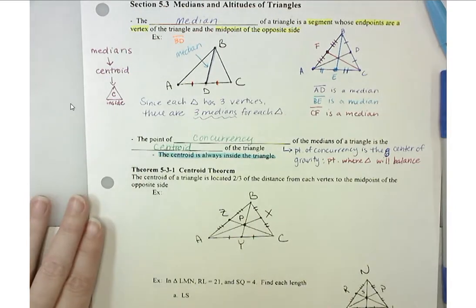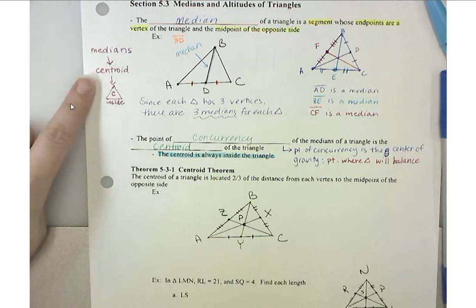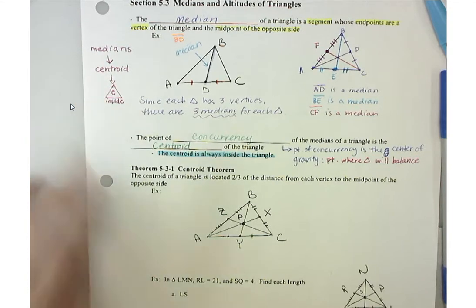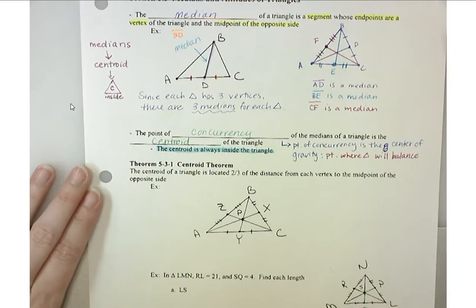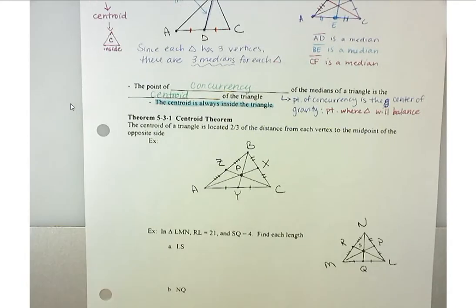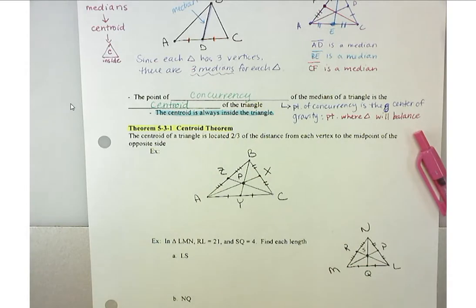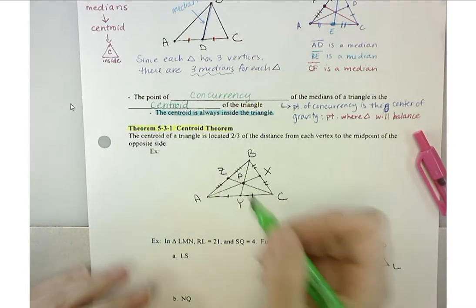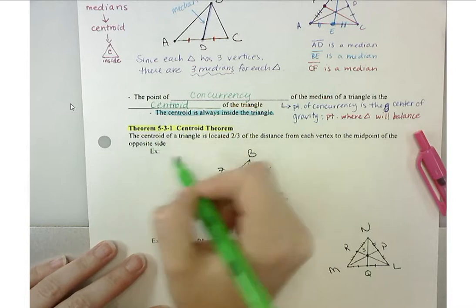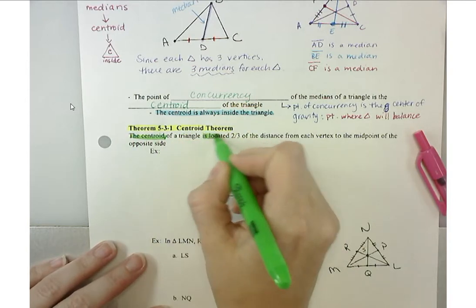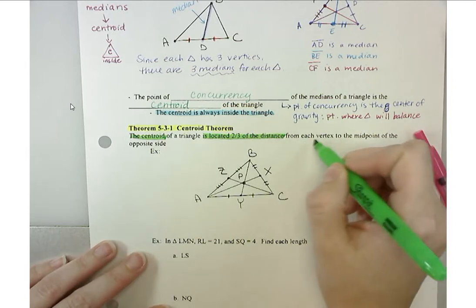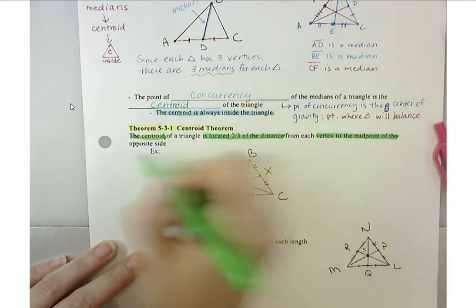Okay, so just something that you can glance at quickly. The medians, when they intersect, they make the centroid. The centroid is always inside your triangle. All right, now you have a special theorem with your centroid, and that tells us that the centroid of a triangle is located 2/3 of the distance from each vertex to the midpoint of the opposite side. So the centroid is located 2/3 of the distance from the vertex to the midpoint of the opposite side.